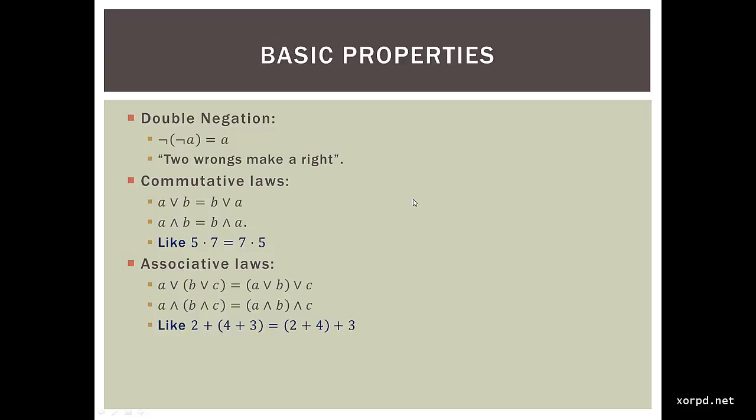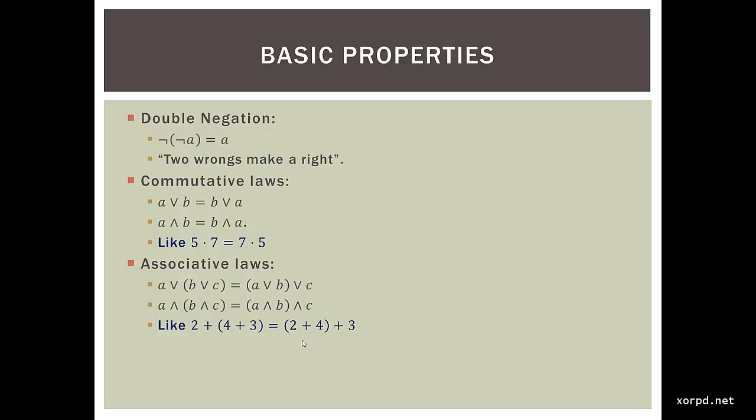The associative laws. A or B or C equals A or B or C, with the brackets placed differently. And the same goes for the AND operator. This one is somehow like this: 2 plus, in brackets, 4 plus 3 equals 2 plus 4, in brackets, plus 3. This kind of law doesn't always apply. For example, if we think about exponentiation, then this law is absolutely not true.